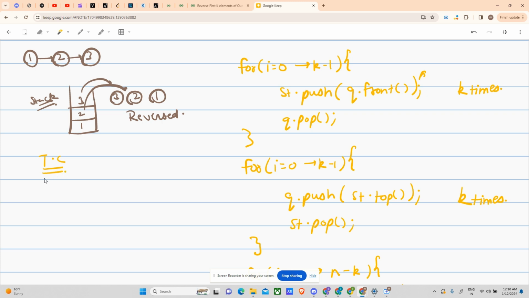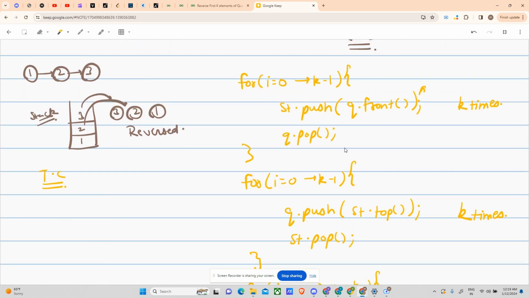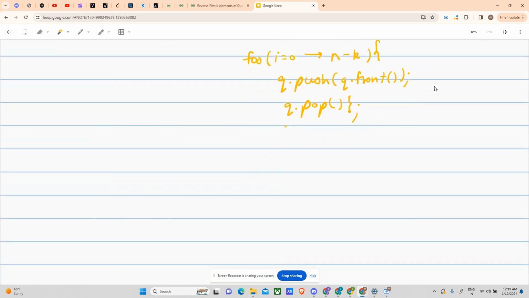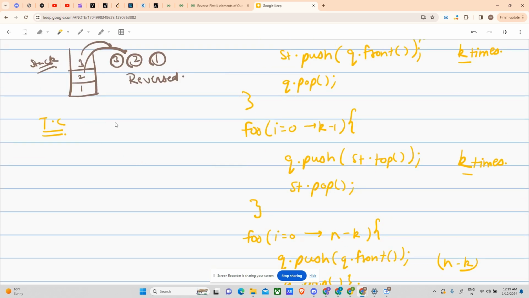What is the time complexity for this code? I don't think that there is a need for a dry run because all the steps are actually very simple and straightforward. So the time complexity would be, we are implementing it for k times, and this one was for n minus k times, right? So it would be n minus k plus k plus k. So k to k, that will be n plus k, which is virtually O of n.